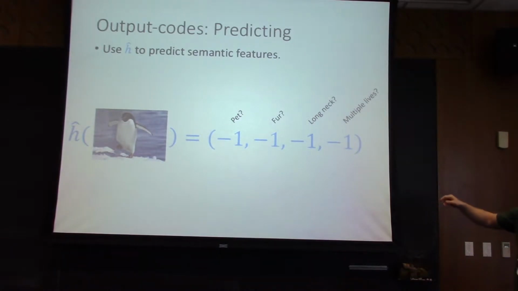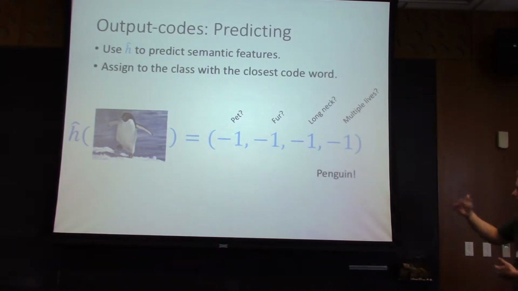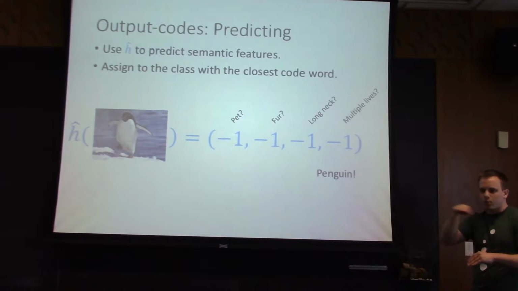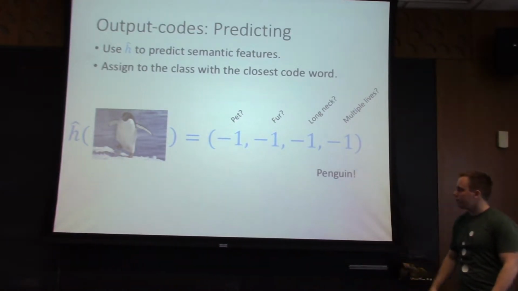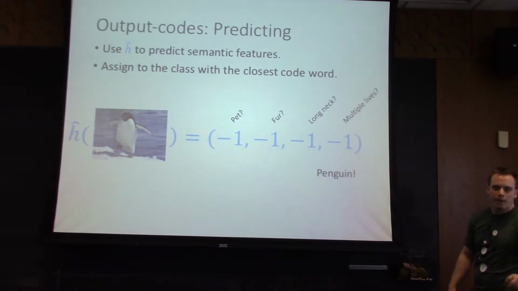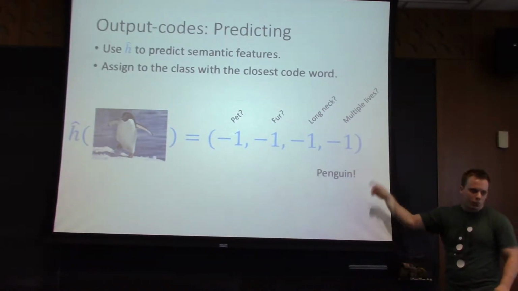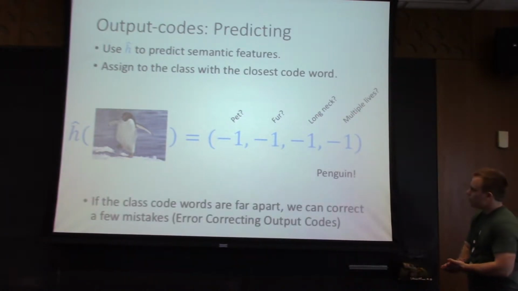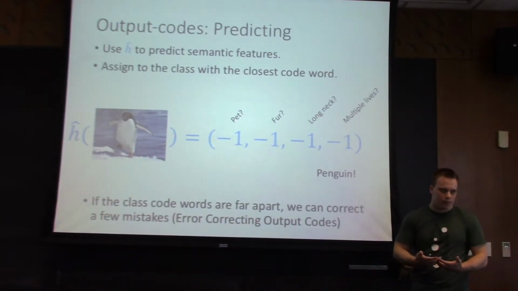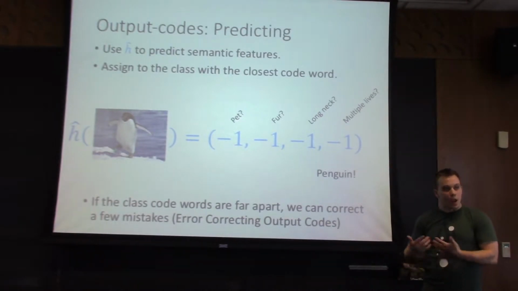So once we have this, the way we do the classification is we find the row of the code matrix, or the code word, that is the closest to the semantic feature vector that you predicted. In this case, this perfectly matches the code word for being a penguin, and so we would predict penguins.